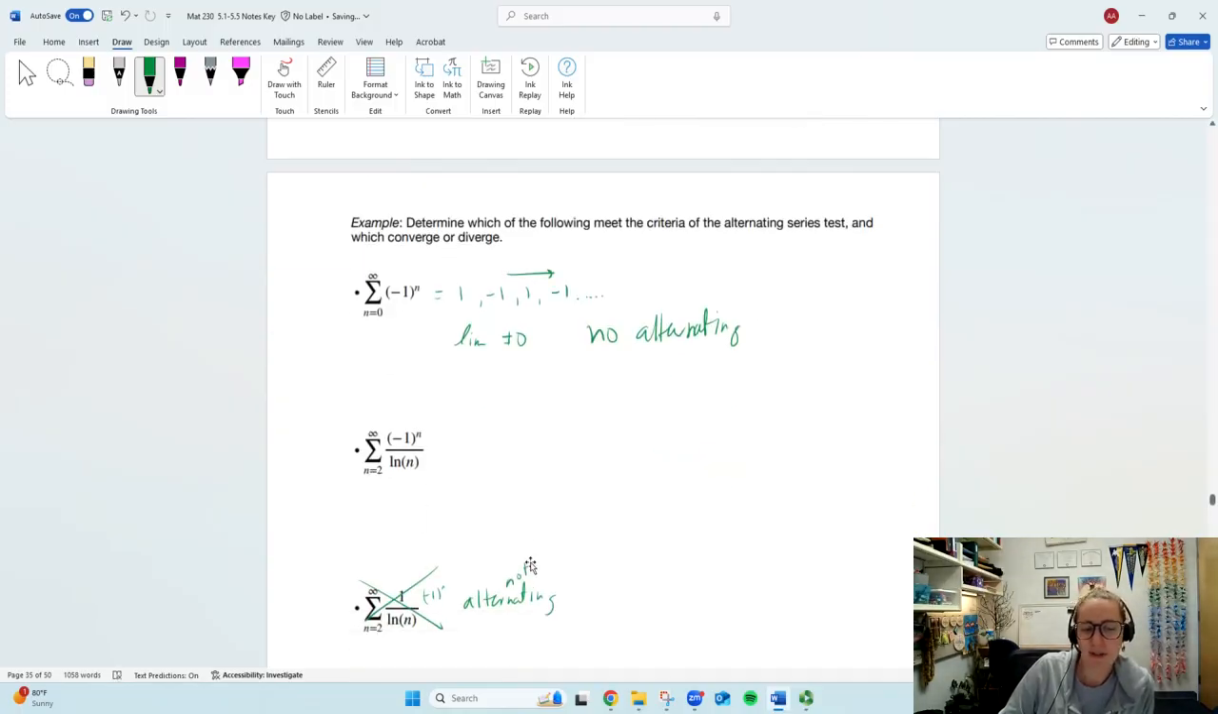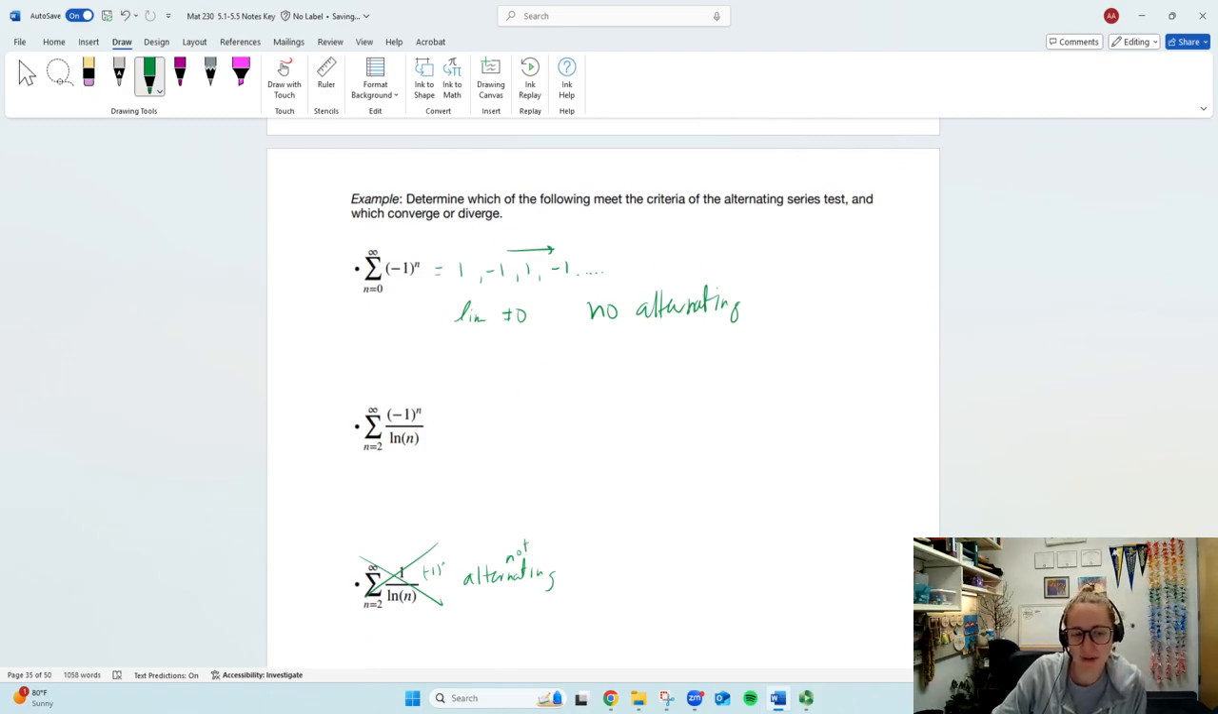Well, maybe this one actually will. So I have alternating, cool. Is this decreasing over time? I'm just thinking about the part without the -1 to the n, so 1 over ln of n. I don't want a 1 in here because that would be division by 0, so I started at 2. So I'd have 1 over ln of 2.